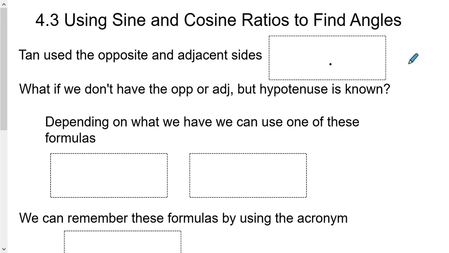Alright, welcome back to our third lesson on trigonometry. We're going to expand our horizons today and start to talk about the sine and cosine ratios as well, and how we can use those to find angles.